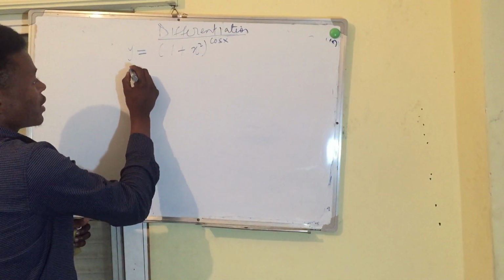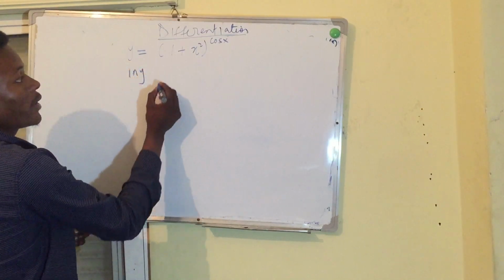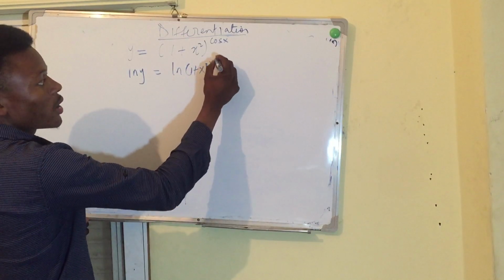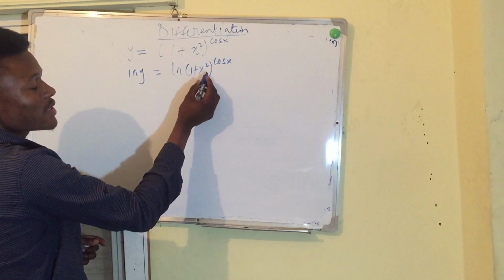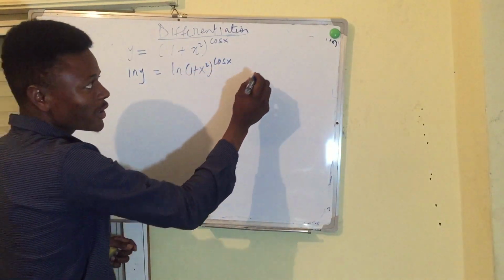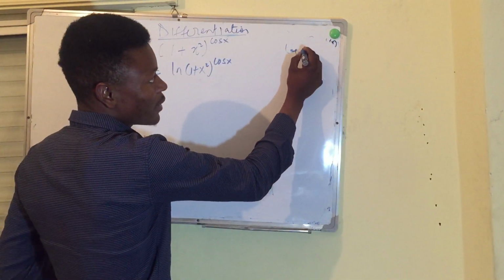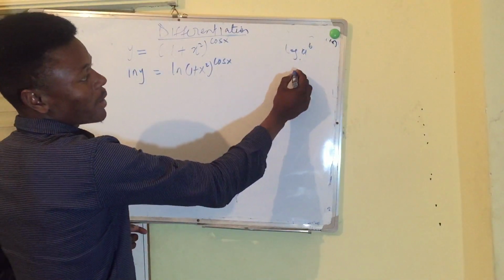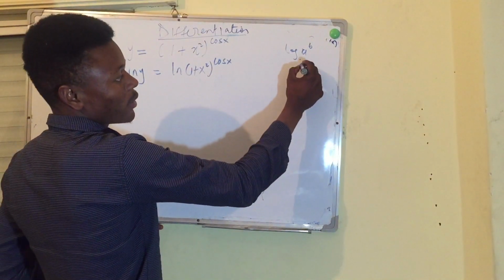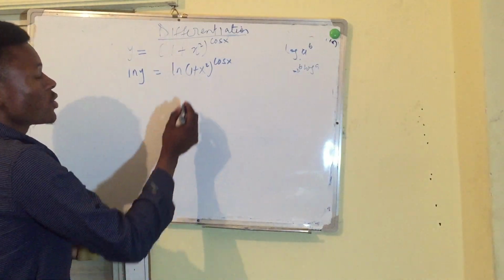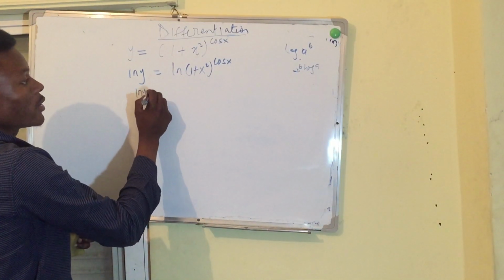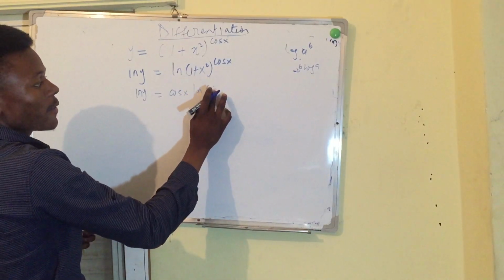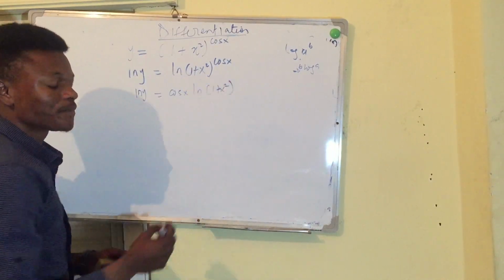So to take natural logarithm of both sides, we have ln y equals ln of (1 plus x squared) to the power of cos x. In this case, with logarithms, if you have log of a to the power of b, the b can come down in front and become b log a. So in this case ln y is cos x ln (1 plus x squared).